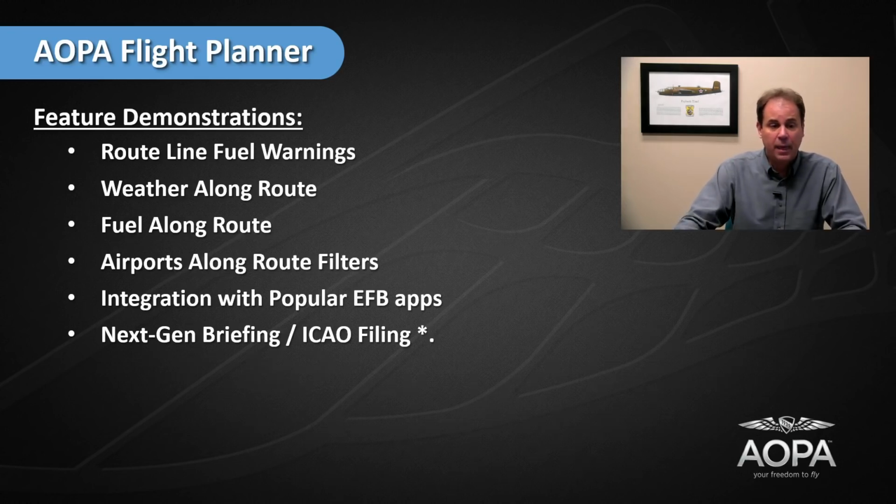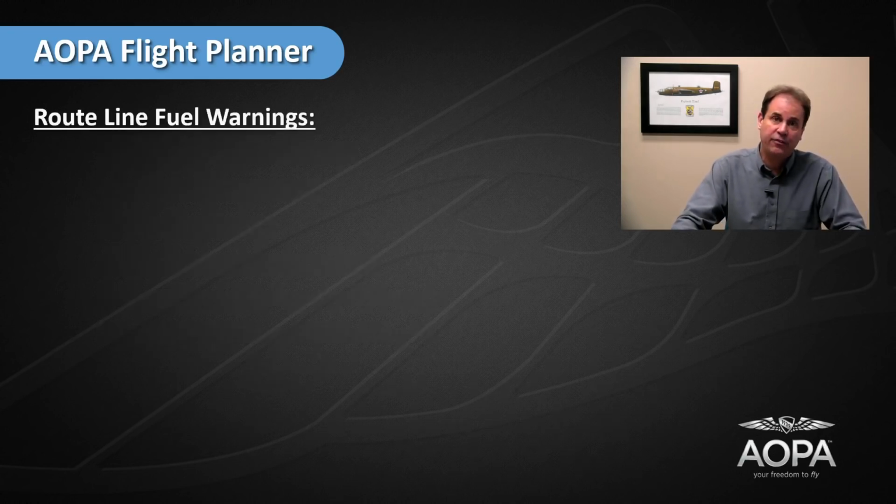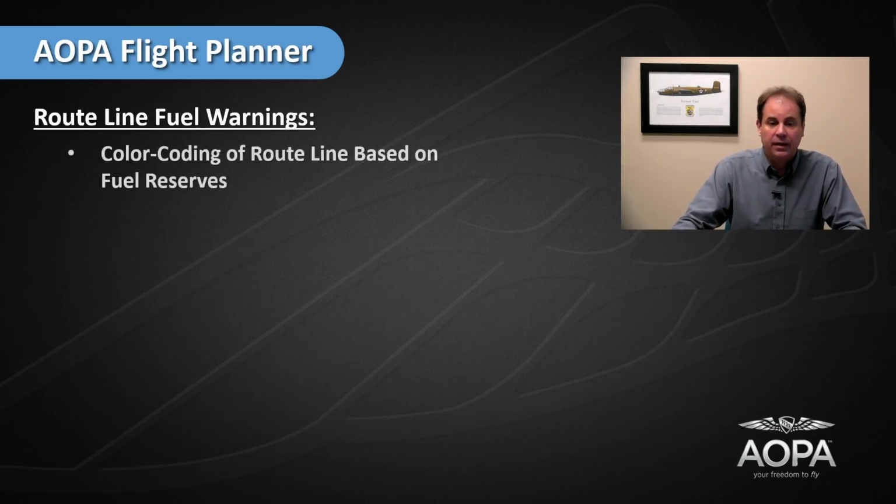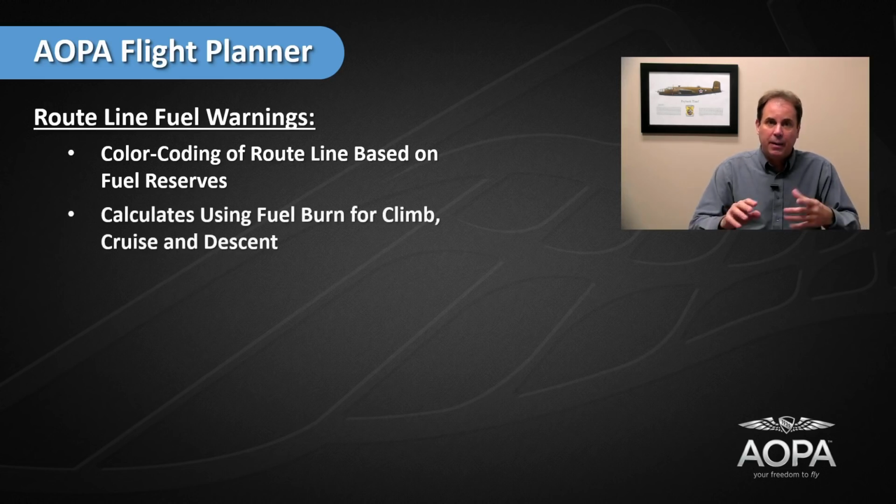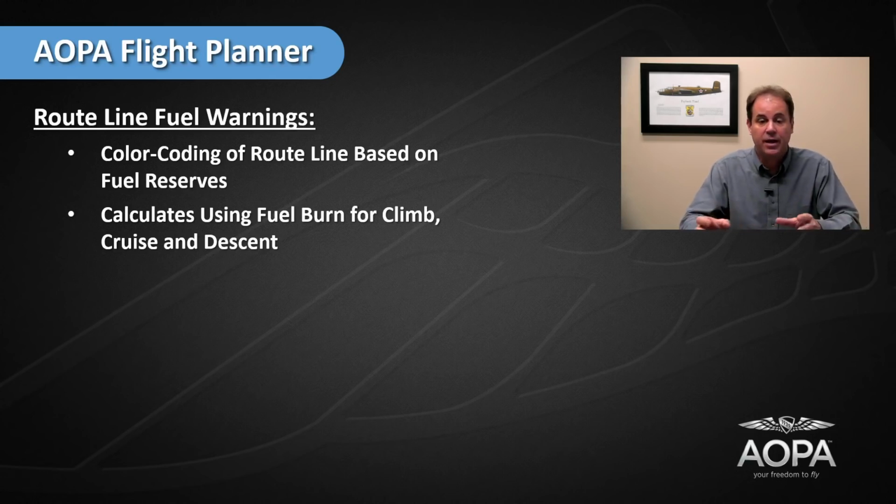Okay, so let's get in now, and we'll take a look at the first feature that we'll talk about. These are the route line fuel warnings. Now these are color-coded. We basically color code the route line based on your fuel reserves. So what does that mean? It's based on your aircraft performance profile. The fuel that is burned during climb, cruise, and descent is all calculated in the nav log, and we get all this detailed information about how much fuel is going to be used and how long each leg is.